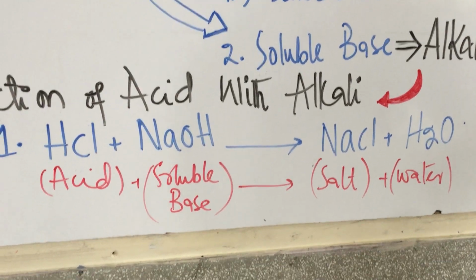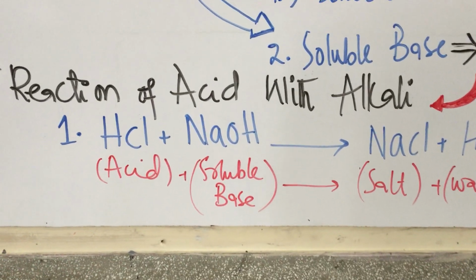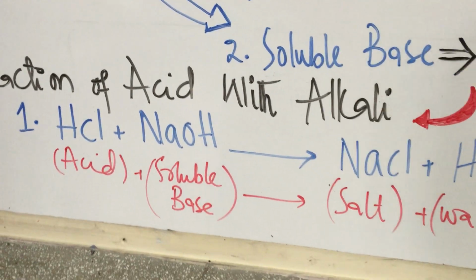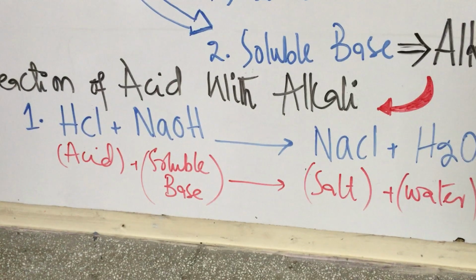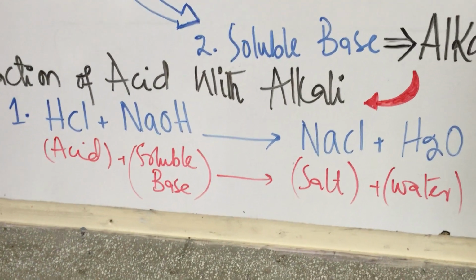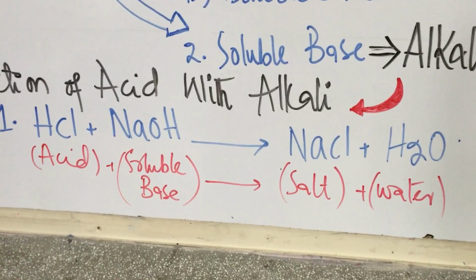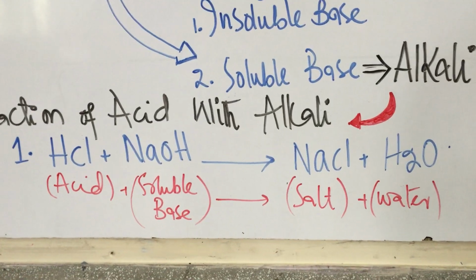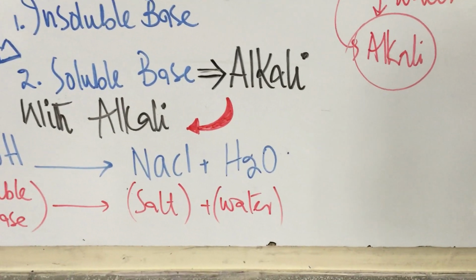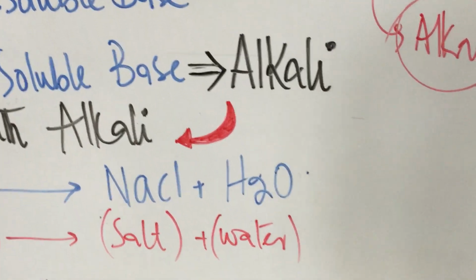NaOH can be dissolved in water, as you know. It is present in its solution form. HCl is present in its solution form. You have to just simply react them. No more work, or no more effort. Just react the solution of HCl and NaOH, so you will be able to get your NaCl and water.